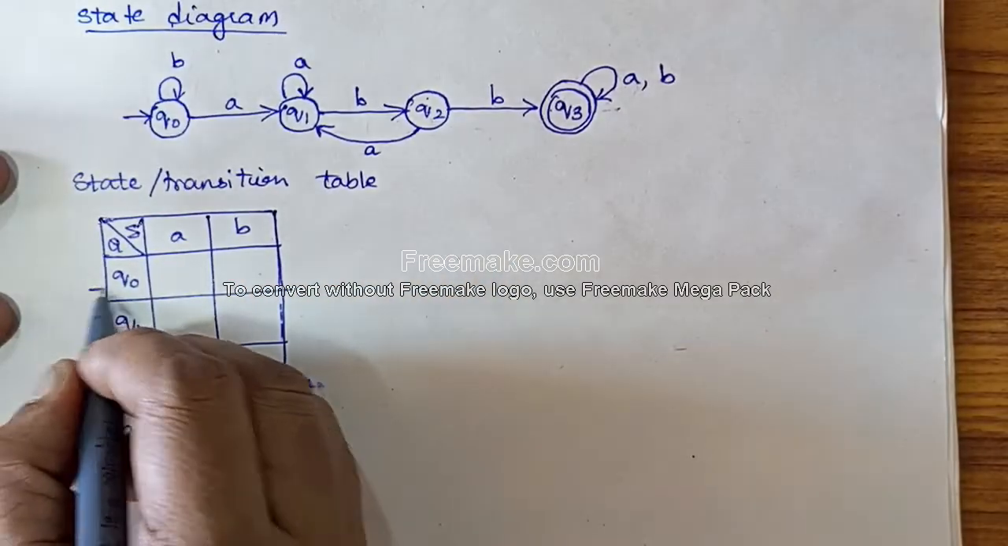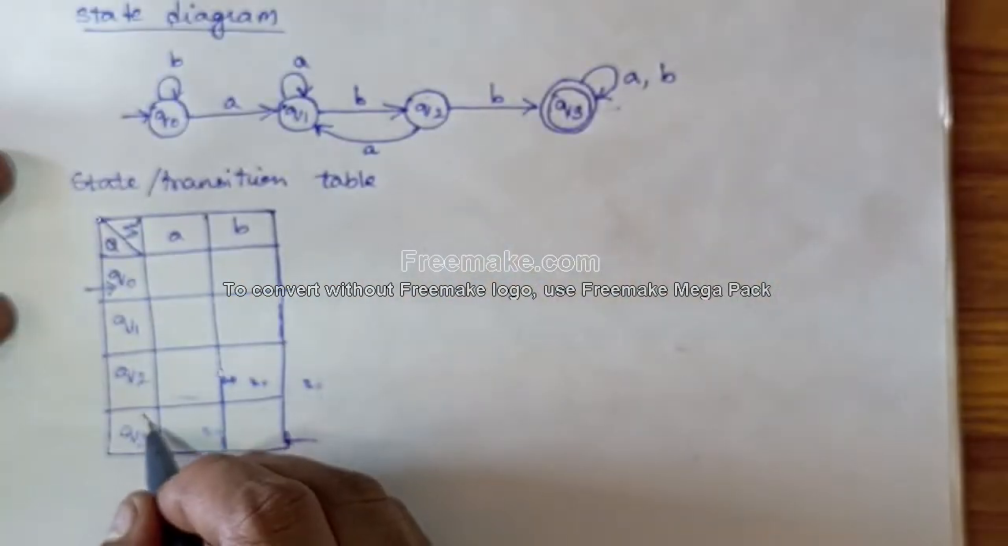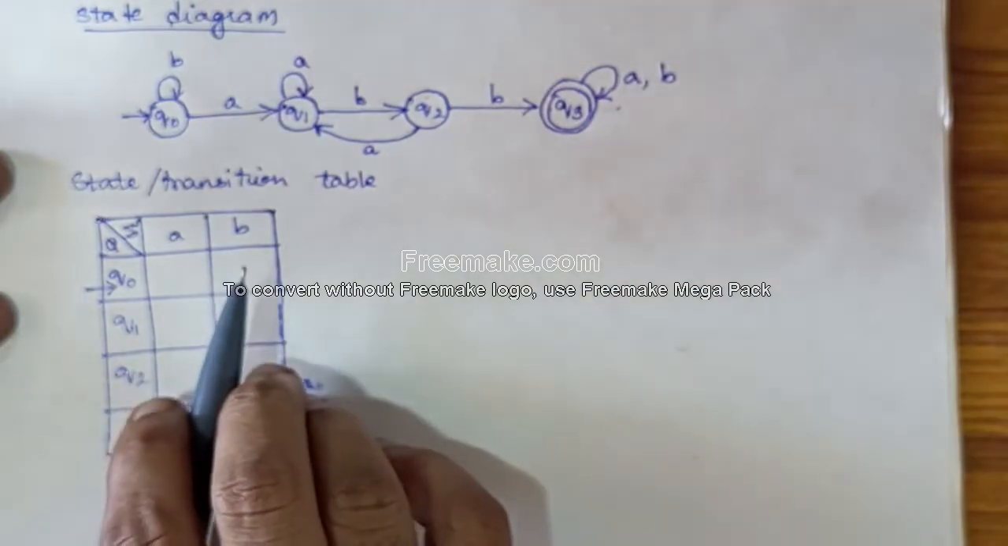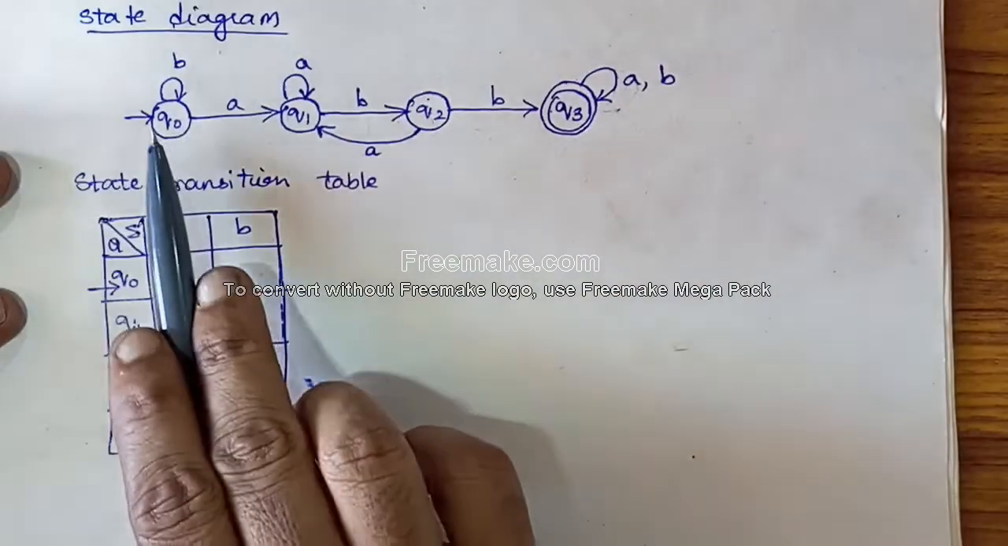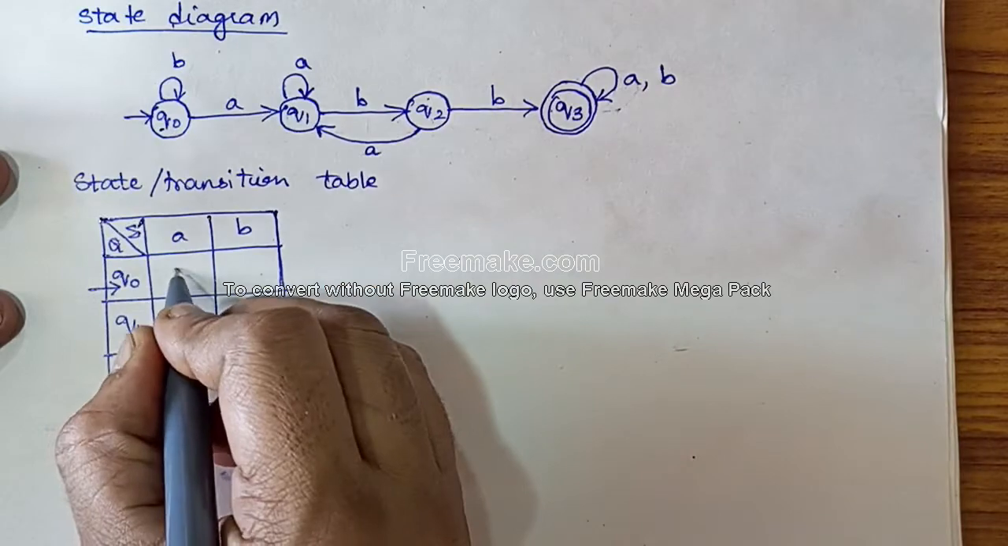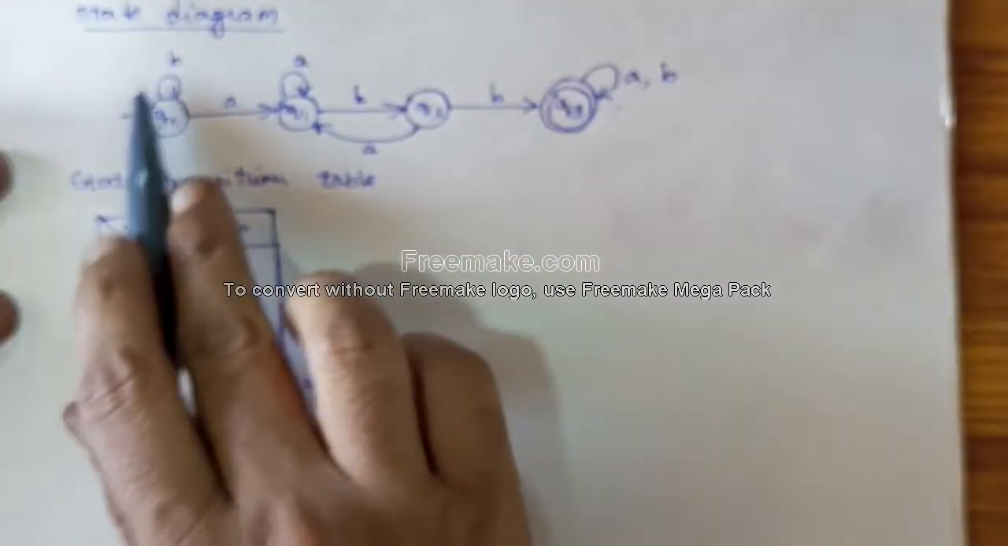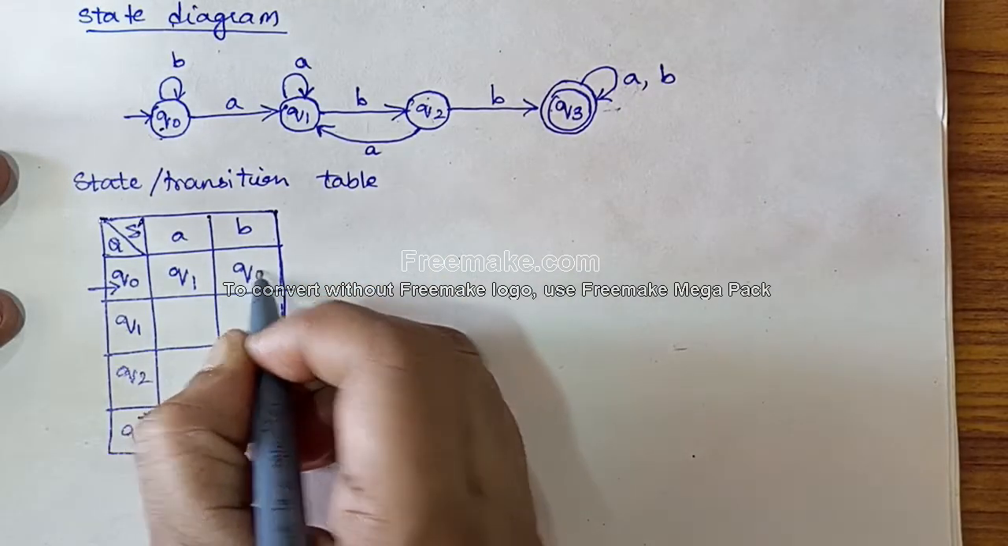Mark the start state with the arrow, the final state with a star. Then start checking the diagram. Q naught on receiving a A goes to Q1. Q naught on receiving a B remains in Q naught.